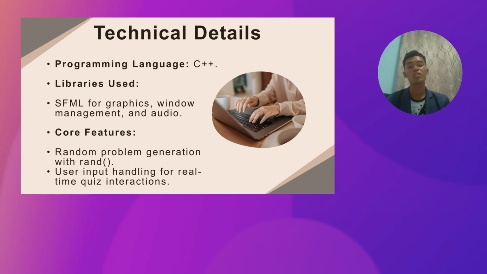Our game was built using the C++ programming language and the SFML library for graphics, audio, and window management. The game generates word problems using randomized operations such as addition, subtraction, multiplication, and division, which vary depending on the player's grade level. This ensures a dynamic and engaging experience each time they play. So that is the technical details. And the next slide is all about the development process.